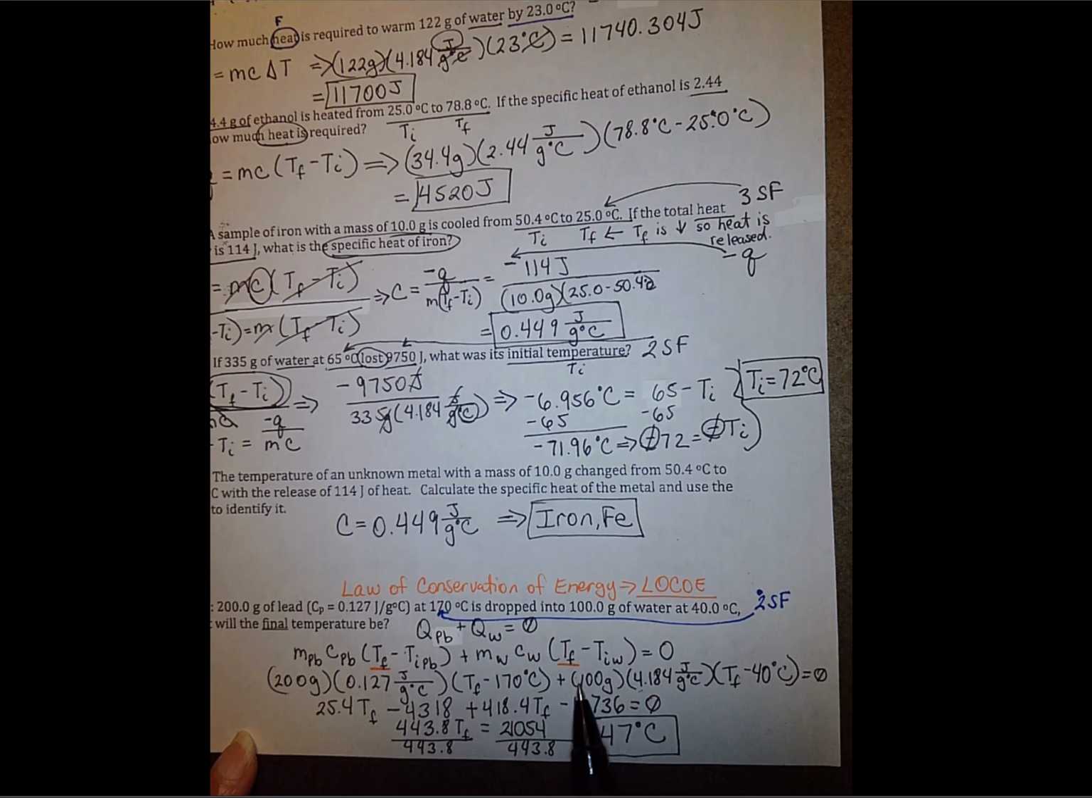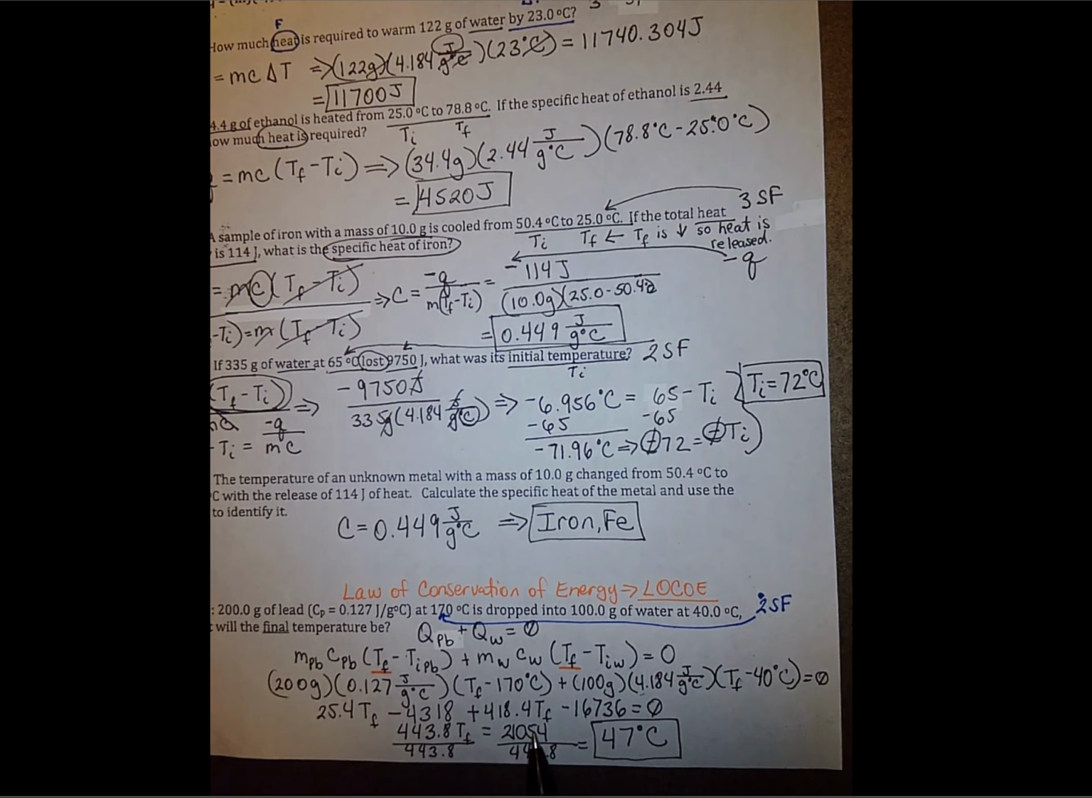4,318. And then you're going to do the same thing, 100 grams times the specific heat of water, which is 418.4, times the final temperature. And then, of course, take these two numbers and multiply by 40 to give you negative 16,736, which is equal to 0. So you're going to carry the 0 through. Now you're going to combine like terms, so you're going to combine any TF variables that you have and have it equal to the other remaining numbers on the other side. And you're going to solve for TF, or your final temperature.